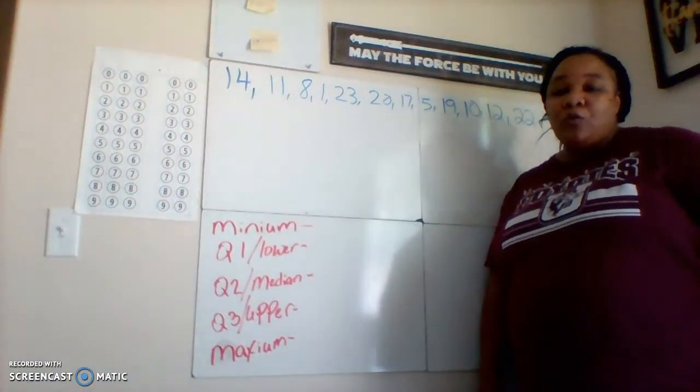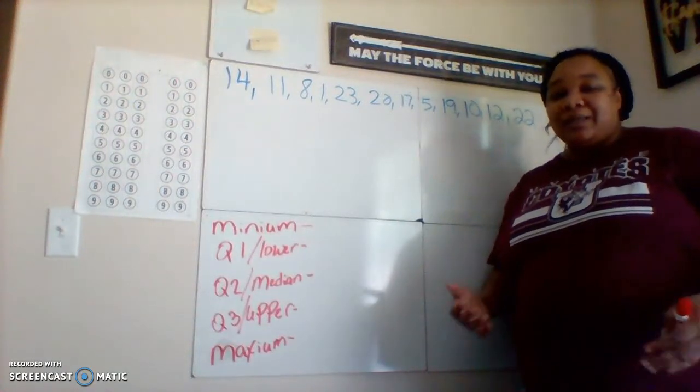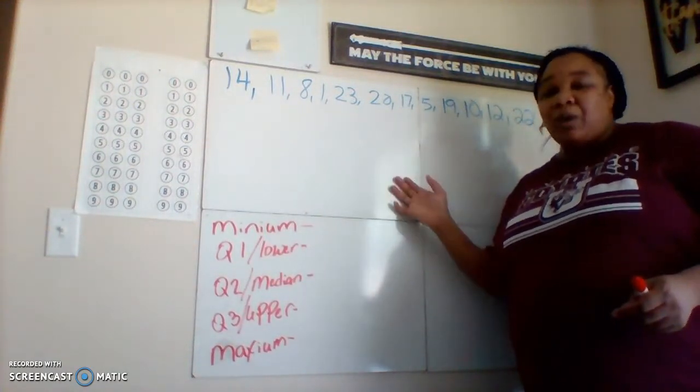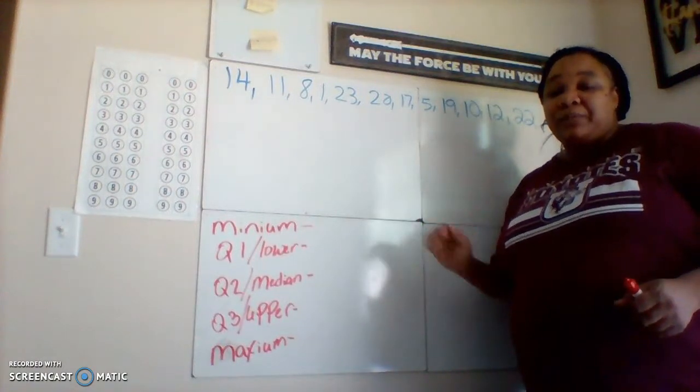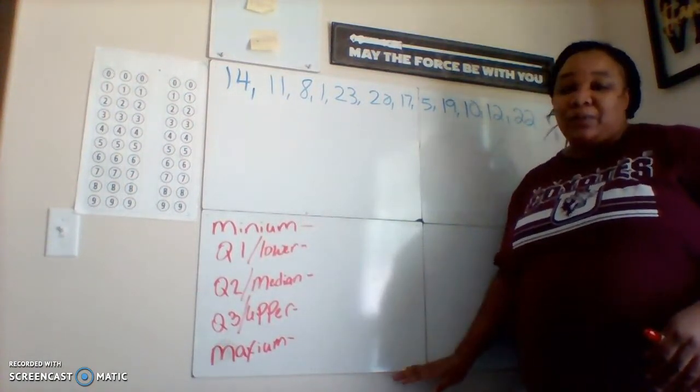Today we're going to go over box and whisker plots. I know some of you have been looking at box and whiskers and wondering, how do I do this? But I'm going to work out a problem for you and break it down step by step so you can solve this as easily as possible, okay?